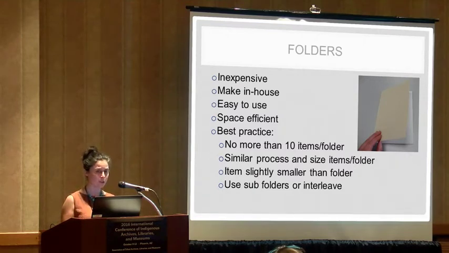Now, if you're using folders, ideally you want to try to put no more than 10 items per folder. If you can, you want to try to put similar processes and similar sized items in a folder together. Obviously, the items should be slightly smaller than the folder. You don't want them to be extending outside the folder. And you don't necessarily want them to be swimming around in the folder either. Now, if it's possible to use subfolders or interleave the items, again, you're adding an additional layer of chemical and physical protection for the objects in the folder.